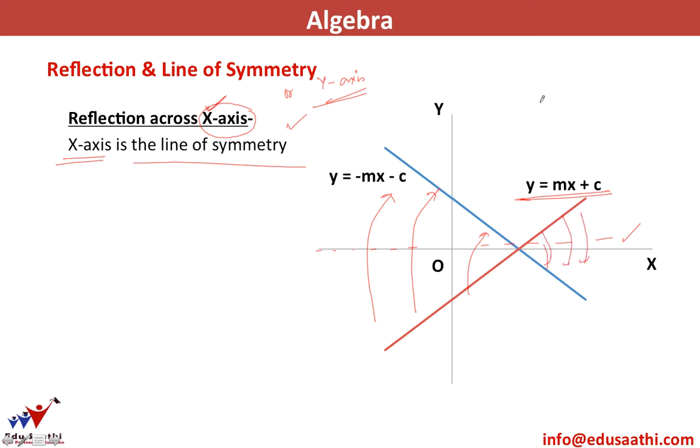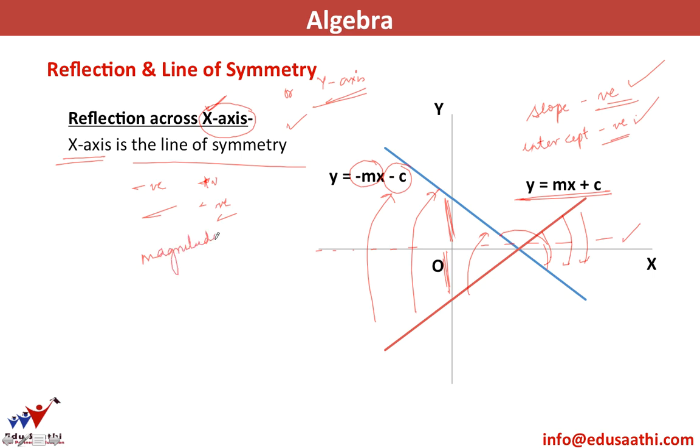What happens on a reflection across the x-axis is that the slope becomes negative and the y-intercept also becomes negative. Negative means if it was initially positive, it will become negative, and if it was initially negative, it will become positive. So there's a negative relationship in both the slope as well as the intercept. If this was the original intercept, it will become this, and if this was the original slope, it will become the other way around. Both will change their sign. However, the magnitude will remain the same.